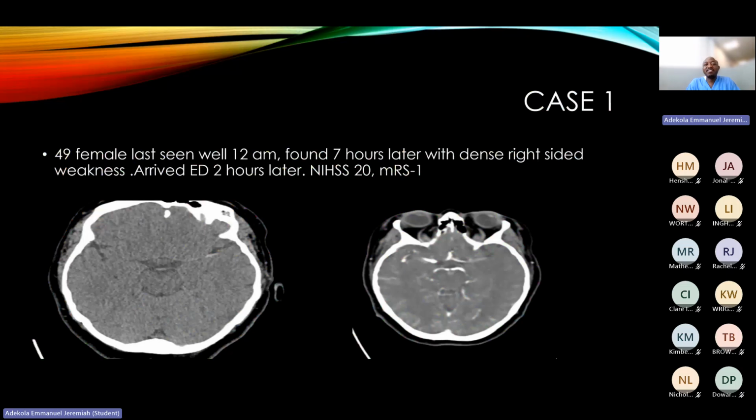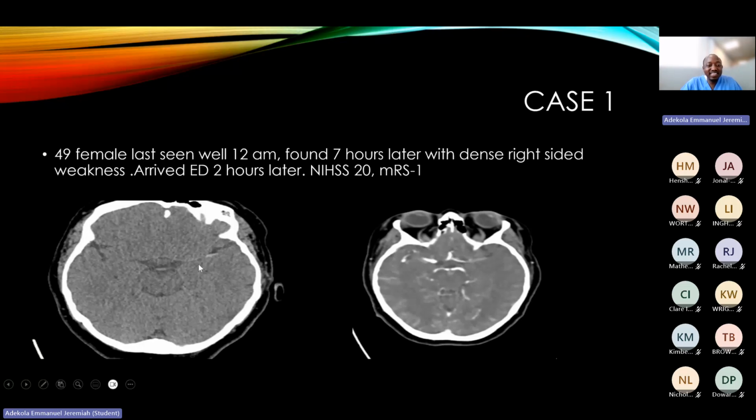So with that, we had 9 hours, and that will mean that this patient will be within the thrombolysis window because she's arriving 2 hours later from this. So she still has about 2 or 3 hours more within the extended thrombolysis window.